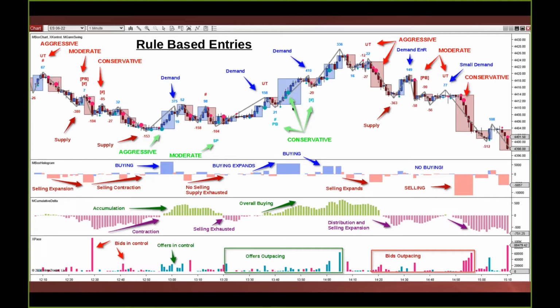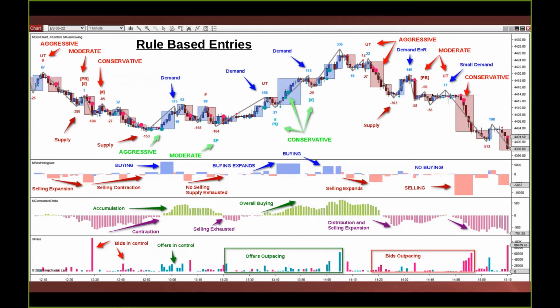And then by the time we get here, it's just overwhelming. This is conservative because we have yet more demand. So we had demand at 375, demand at 158, more control of the offers. We have a triple algo here, buy and balance signals and a pullback. Buying expands, overall buying in the cumulative delta, offers outpacing the bids in pace. And so this was the conservative entry.